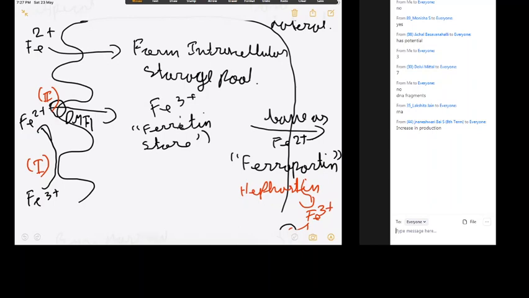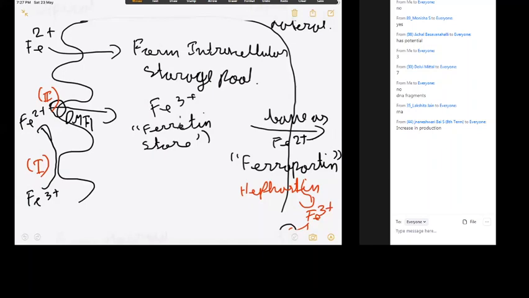Now this Fe2+ has come inside. If you don't use your Fe2+, it has to go somewhere. It either has to go out or it has to be stored. This will be stored as Fe3+. Fe2+ is again converted back to Fe3+ and it is stored. Fe3+ is ferric, right? So it is stored as ferritin.